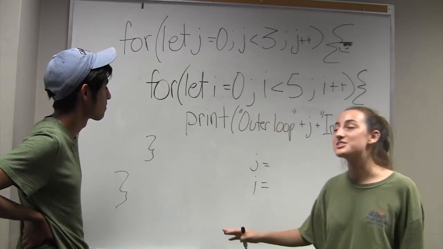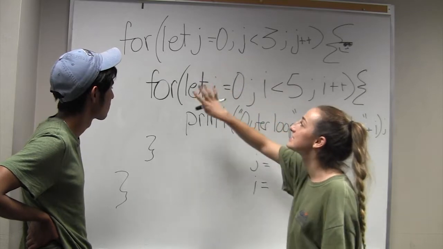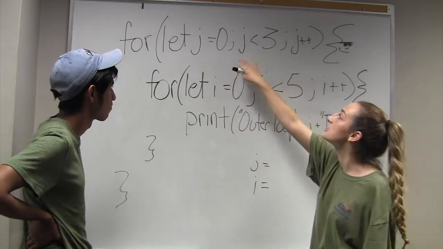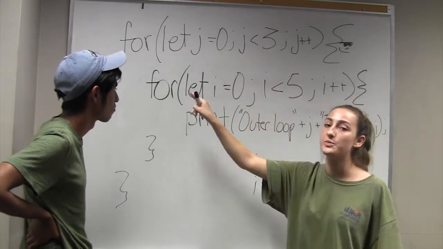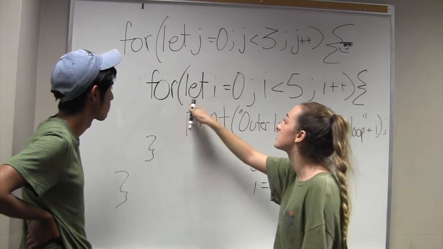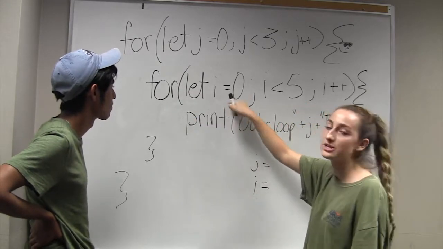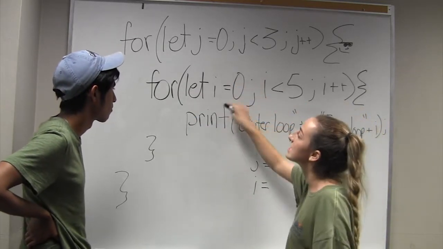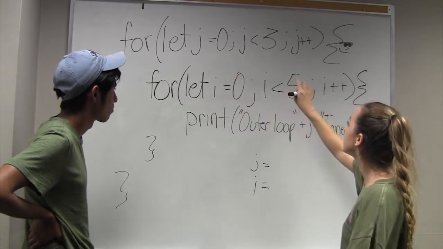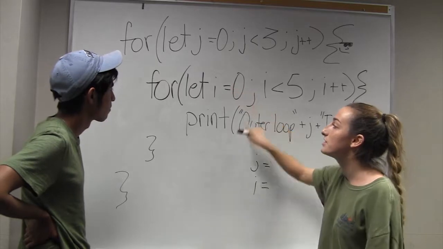So, we're going to start at the top for loop, and so we're going to say let j equal 0. So right now j is equal to 0, and 0 is less than 3, so we're going to go into the for loop, and now we have this nested for loop. So now we're going to go into this one, and we're going to set i to 0. So we need to use different variable names because this one is inside this for loop. So now, while i is less than 5, we're going to go through this for loop.